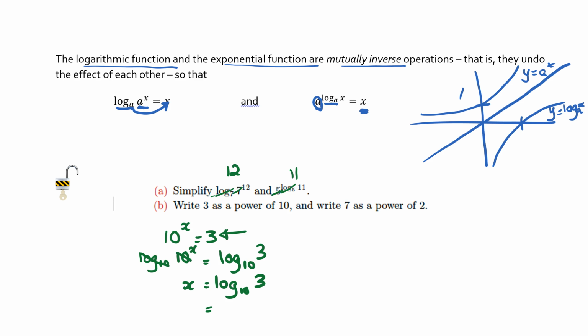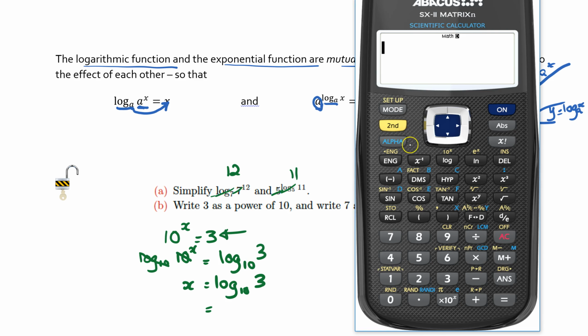So I'll just get the calculator up, and I can see on my calculator here that on this key I've got 10 to the x and log, so that means that this is the log base 10 key. So if I take log base 10 of 3, then that will give me 0.477.